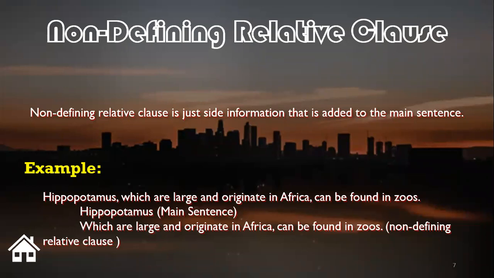The second one is non-defining relative clause. Non-defining relative clause is just side information that is added to the main sentence. Look at the example. Hippopotamus, which are large and originate in Africa, can be found in zoos. Hippopotamus here is the main sentence, and which are large and originate in Africa is a non-defining relative clause.